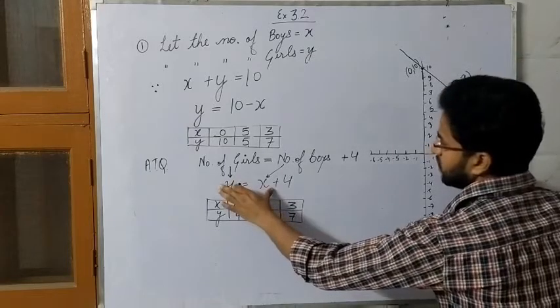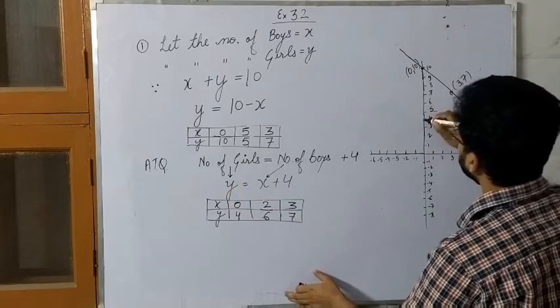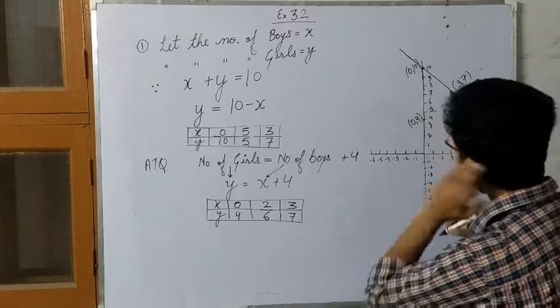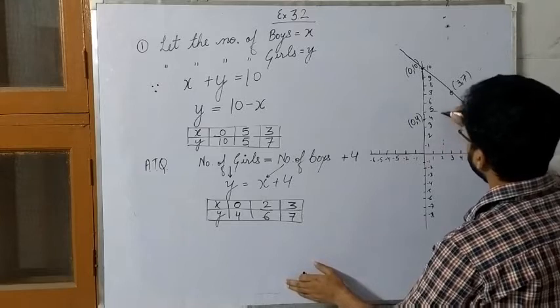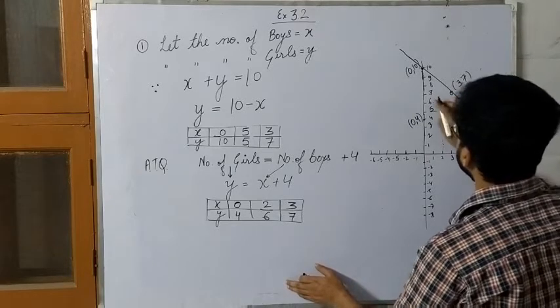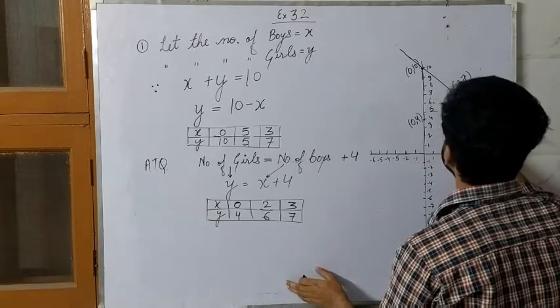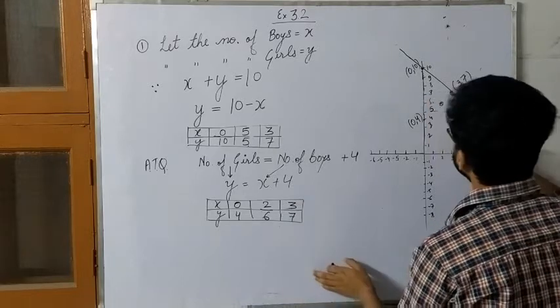Now the second equation: the first point is 0, 4. X is 0, y is 4. That means this point will be on the y axis, 0, 4. Now the next point is 2, 6. X is 2 and y is 6, so this point will be approximately here, 2, 6. And the third point is 3, 7.